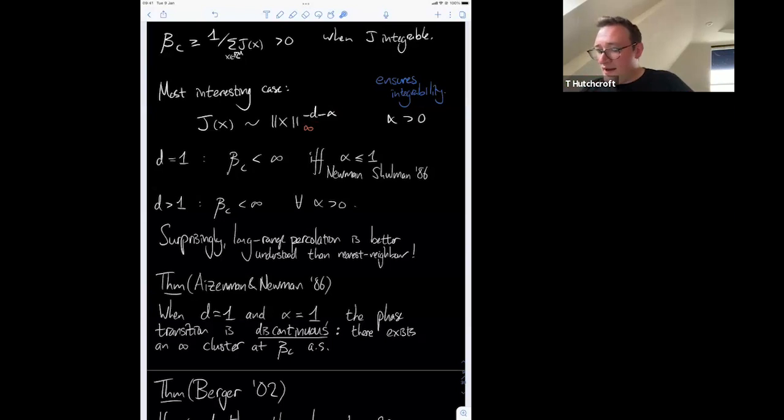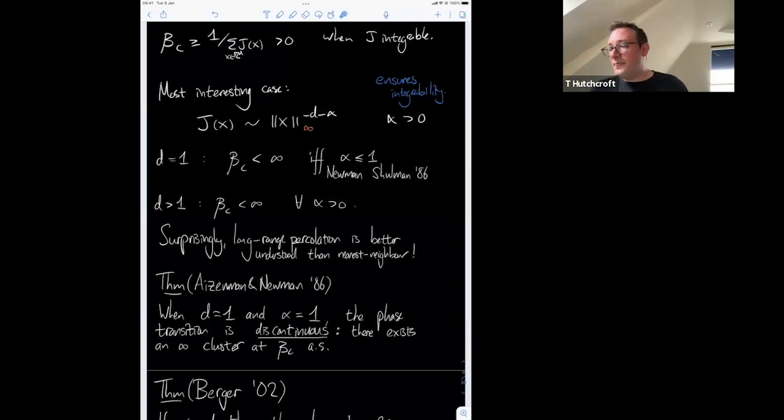As in the nearest neighbor case, we always have a phase transition when it's not one-dimensional, but in fact we can now have phase transitions in the one-dimensional case as well. Basically, if the dimension is bigger than 1, we always have a phase transition and beta_c is always finite. Whereas if the dimension is equal to 1, we have a phase transition when alpha is less than or equal to 1, and you don't have a phase transition anymore when it's bigger than 1.